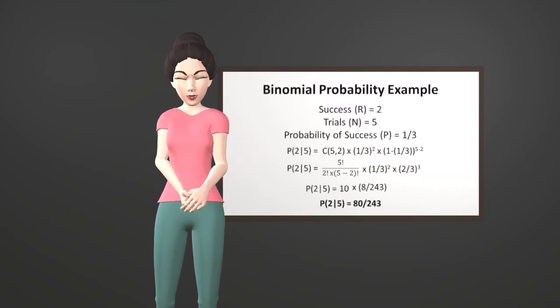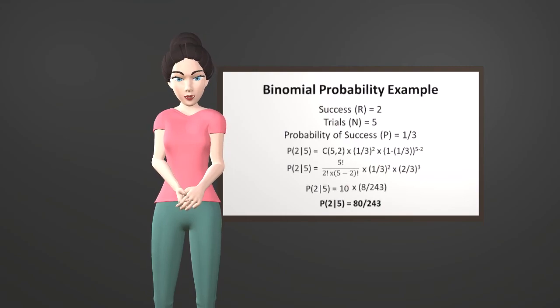Now you know how to determine the probability of R successes out of N trials when the probability of success is P.